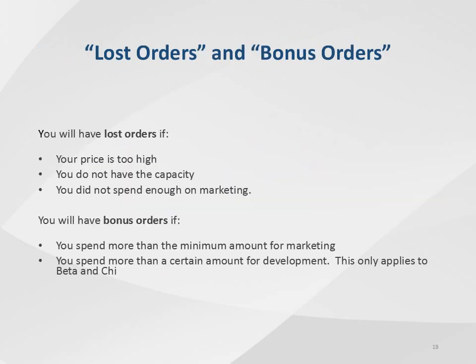Lost and bonus orders. There are 3 ways that you can lose orders in this simulation. Number 1, your price is too high. Number 2, you don't have enough capacity. Or number 3, you didn't spend enough on marketing. In fact, any one of those 3 or all of those 3 could have an impact on you. And you will be receiving, along with the results of your decisions, a lost order and bonus order report in which you can see exactly why you lost the orders.